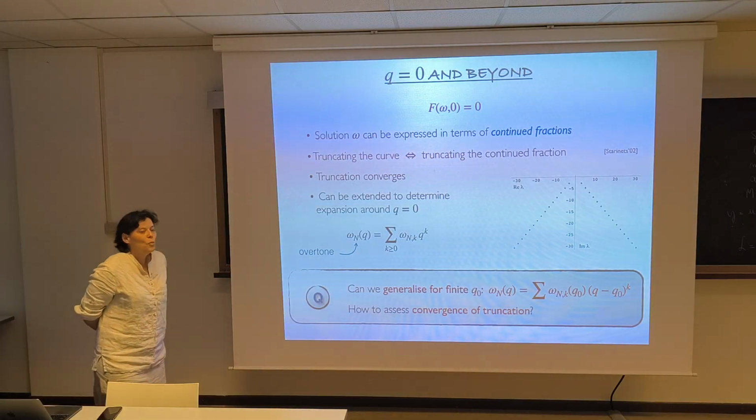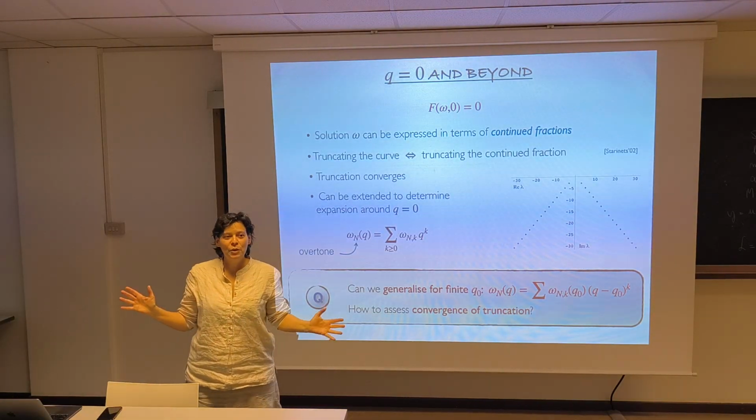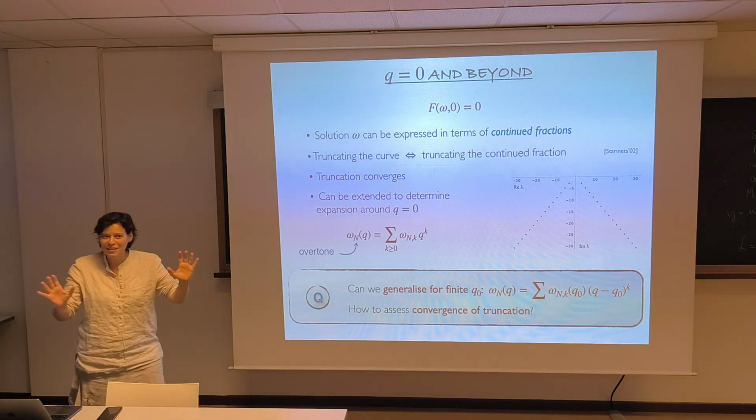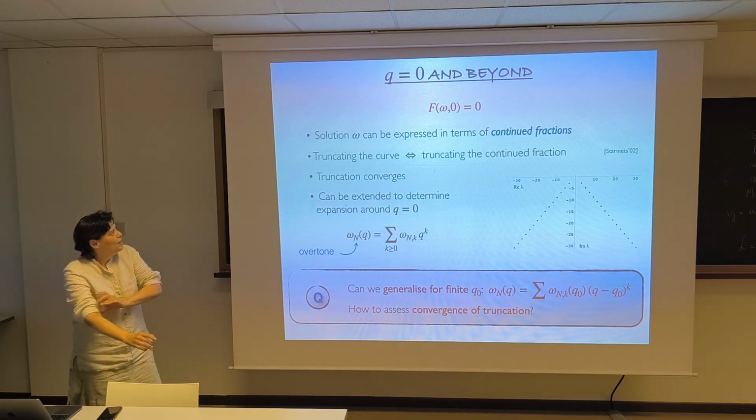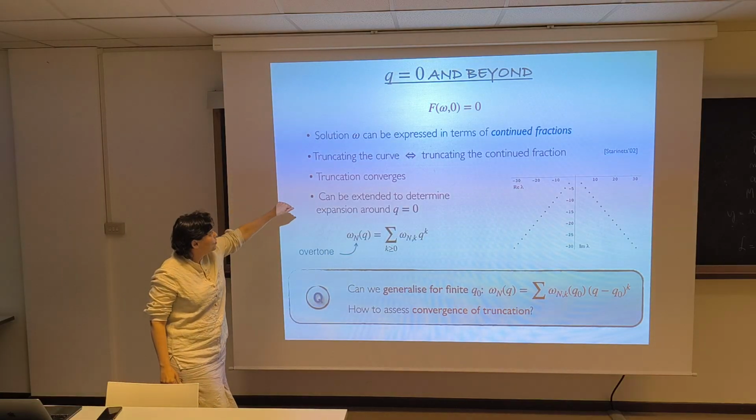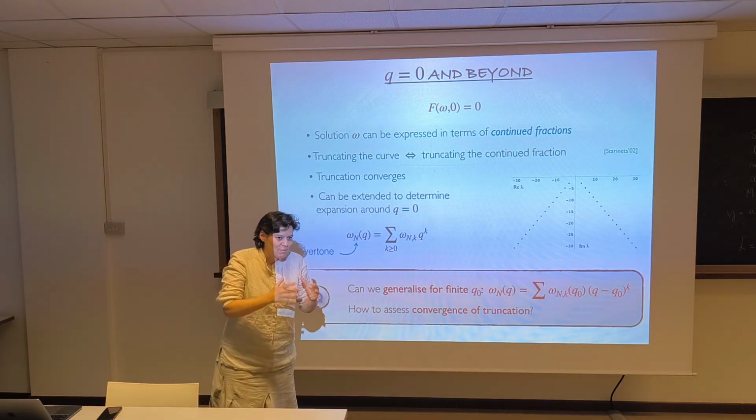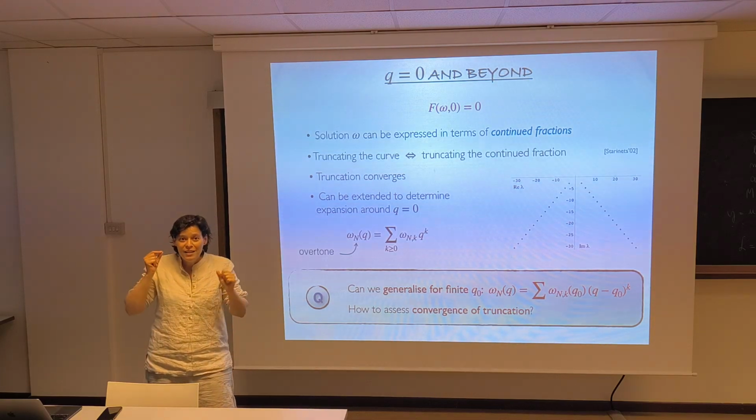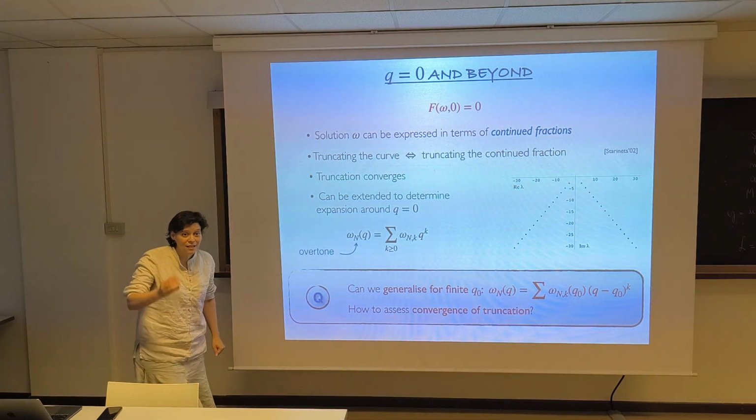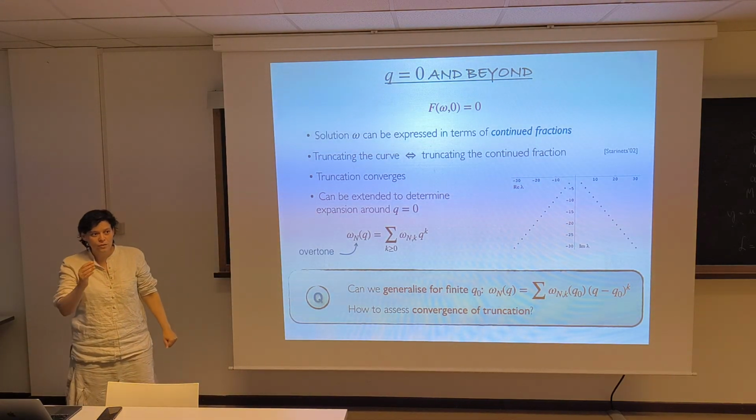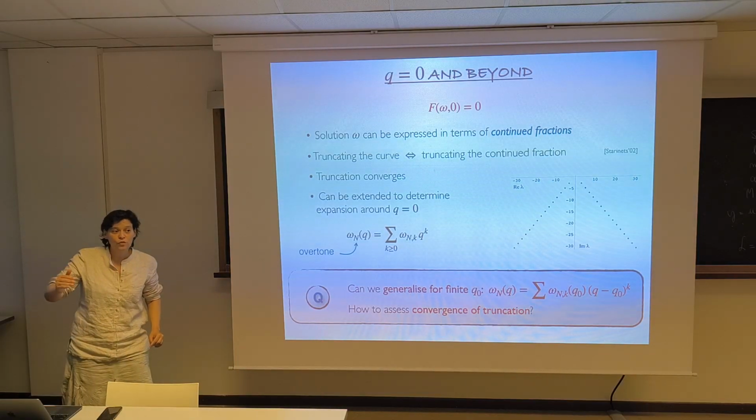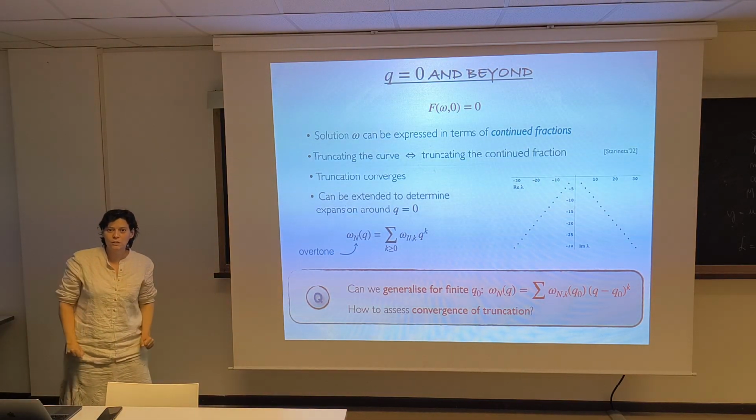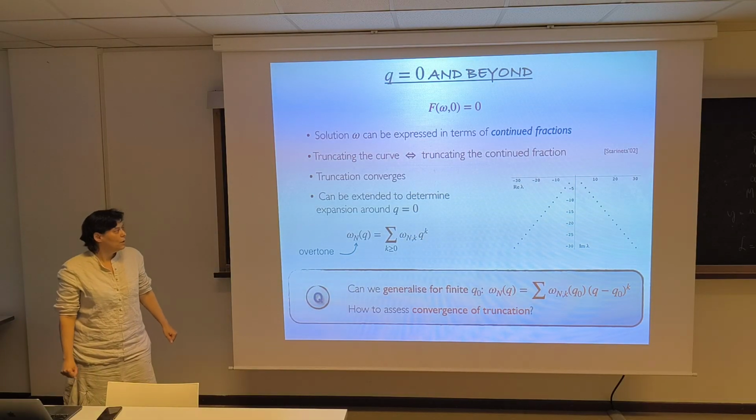So let's start simple. Q equals 0. So Q equals 0, meaning this is not something that hasn't been done. This has been done before. At Q equals 0, it can really be expressed in continued fractions, and it can actually be seen that the truncation of the curve is the truncation of the continued fractions, is convergent, and you can really calculate the omegas at Q equals 0.